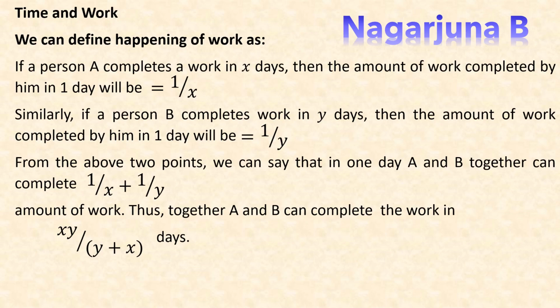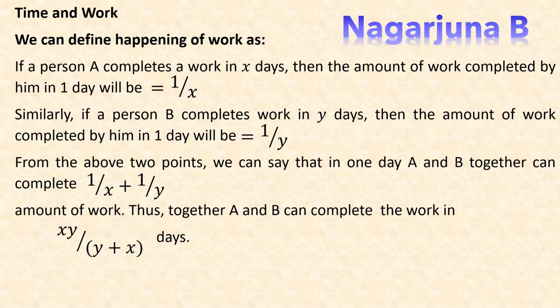The next term is 1 divided by Y. So this has to be multiplied by X. 1 into X will be X. Therefore it will be Y plus X divided by XY. So here you need to interchange the numerator and denominator. Y plus X divided by XY, interchanging numerator and denominator, we get XY divided by Y plus X days.